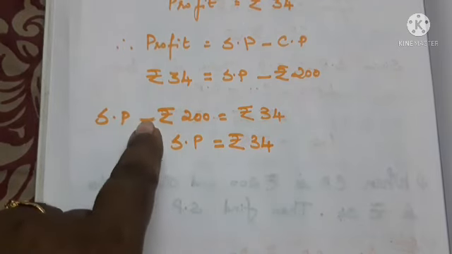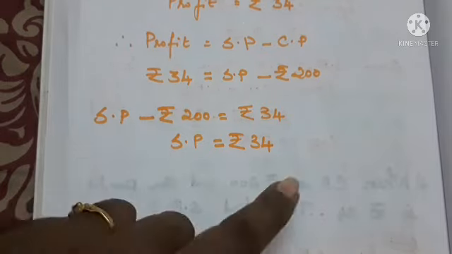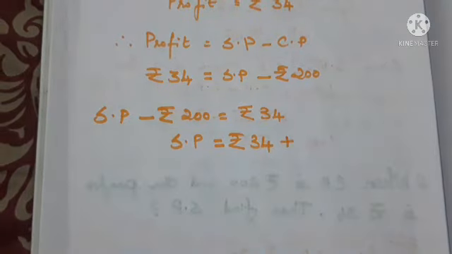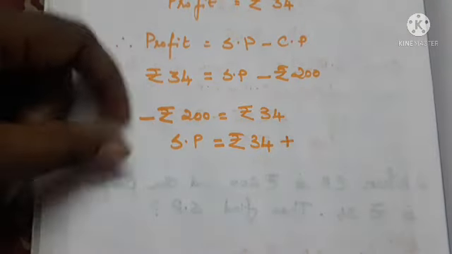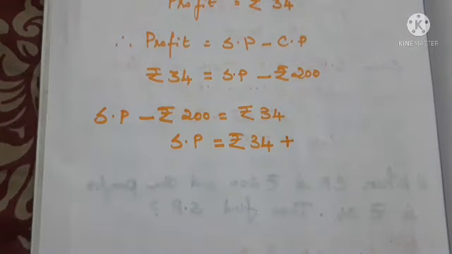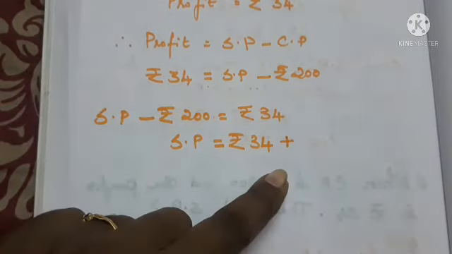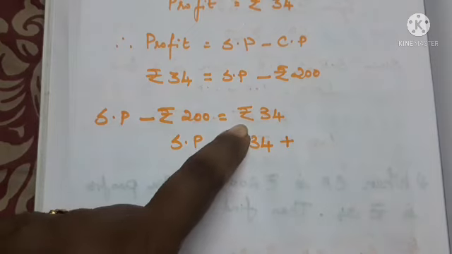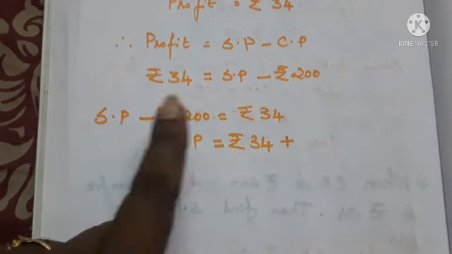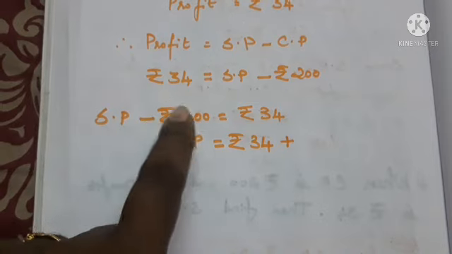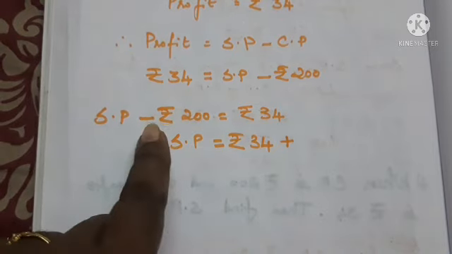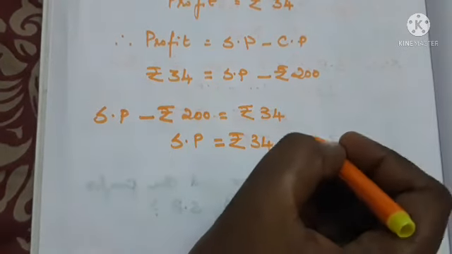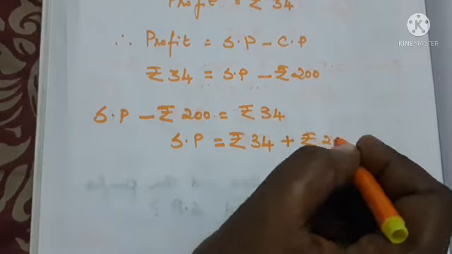So if you are taking the minus symbol from the left side to the right side, it will change to plus. This is a very important thing, you have to know about this. If you are taking a symbol from one side to the next side, the symbol will change. So here the minus symbol will change to what? Plus symbol. So we have written SP, that is selling price, is equal to rupees 34. Next we take the minus symbol and rupees 200 to the right side. The minus symbol will change to plus and the rupees won't change, it will be rupees 200.